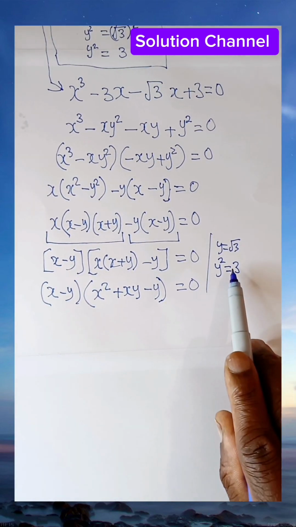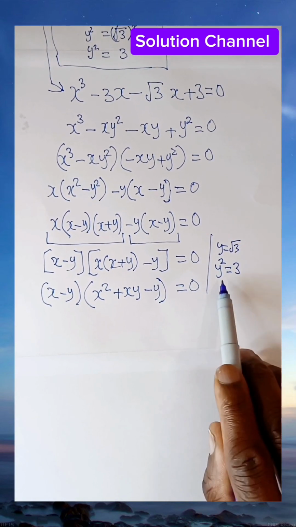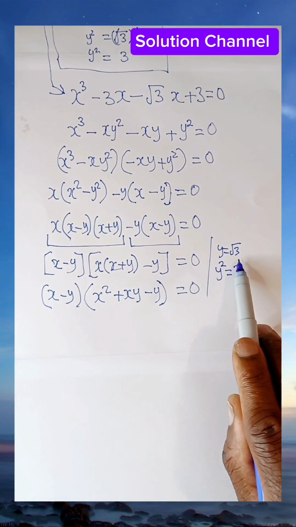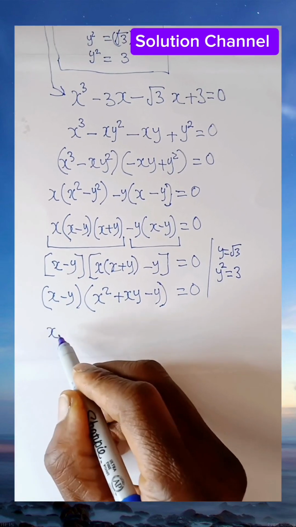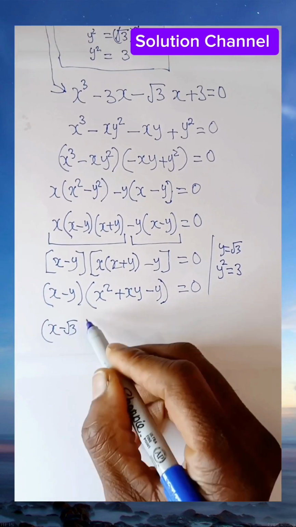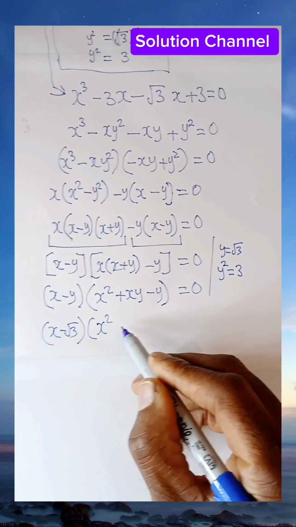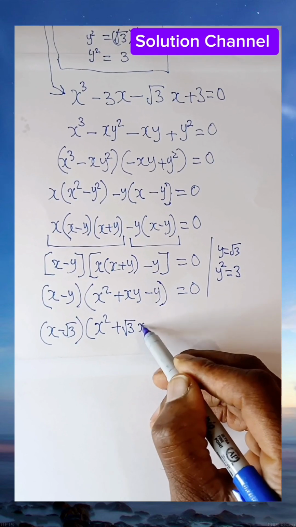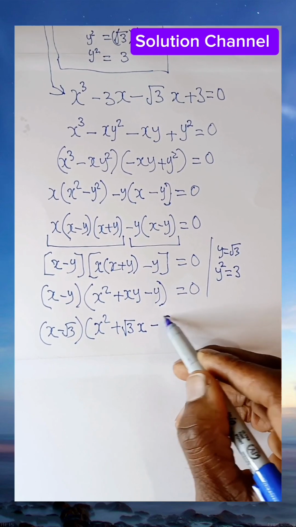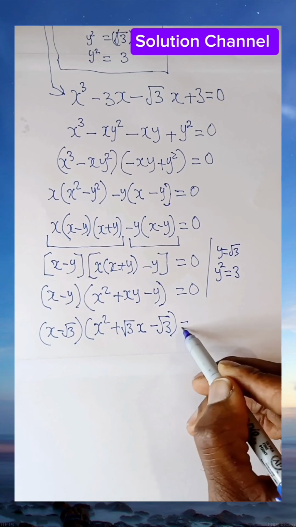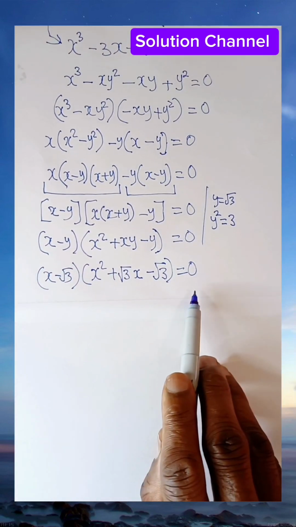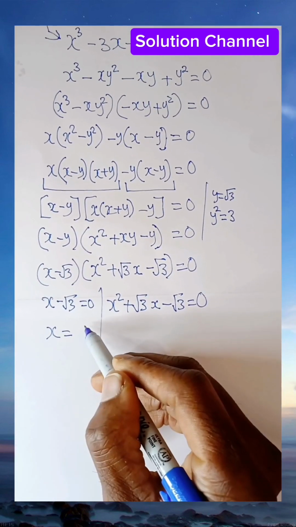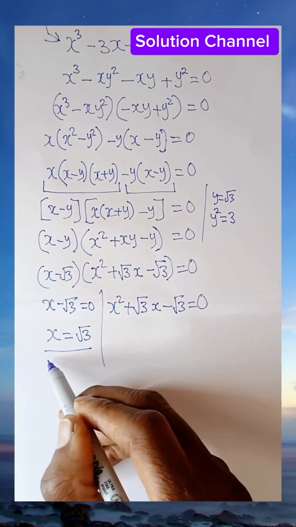Going back to our earlier substitution, y is equal to the square root of 3. y squared is equal to 3. So here, we are going to replace y with the square root of 3. So we are going to have x minus the square root of 3 times x squared plus y is the square root of 3, so we have the square root of 3 times x minus the square root of 3. And this is equal to 0. Now, let us apply the zero property by equating each of the factors to 0. We have that x is equal to the square root of 3. This is our first solution.